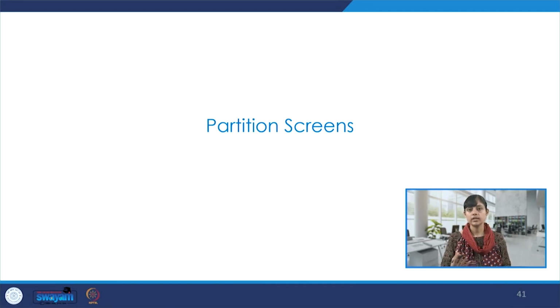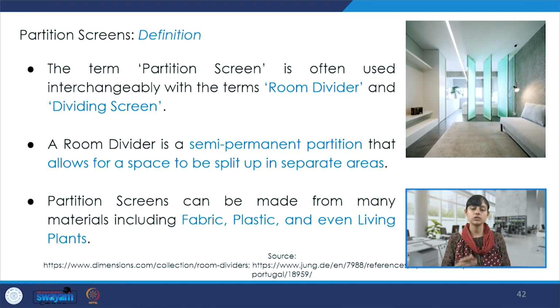Now we can also have a look at the other element for space making, which is the partition screens. When we talk about interior architecture projects, partition screens are used quite often and they have a huge role to play within an interior space. By definition, partition screen is often used interchangeably with terms room divider or dividing screen. And it could be a semi-permanent partition that allows for a space to be split up into separate areas. Sometimes we could maintain visual connectivity, sometimes there could be a complete blockage to the visual connectivity, depending on what purpose we are using the partition screen for, or in which space we are trying to introduce it.